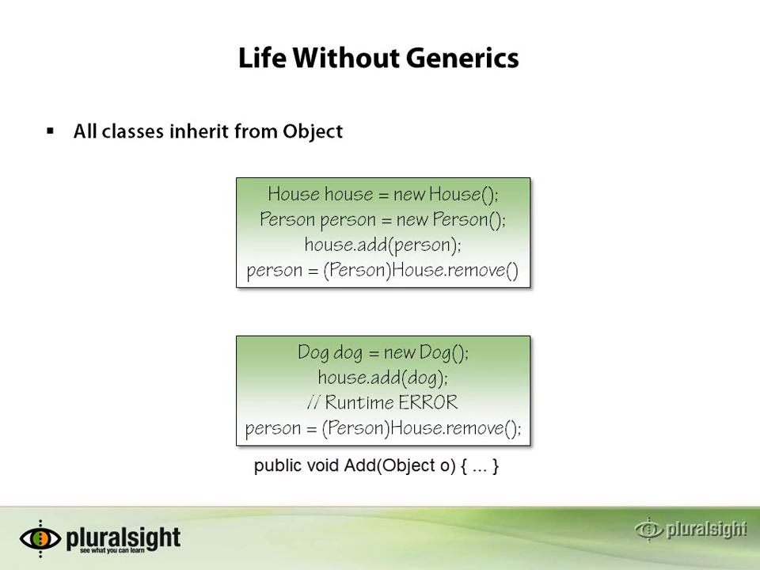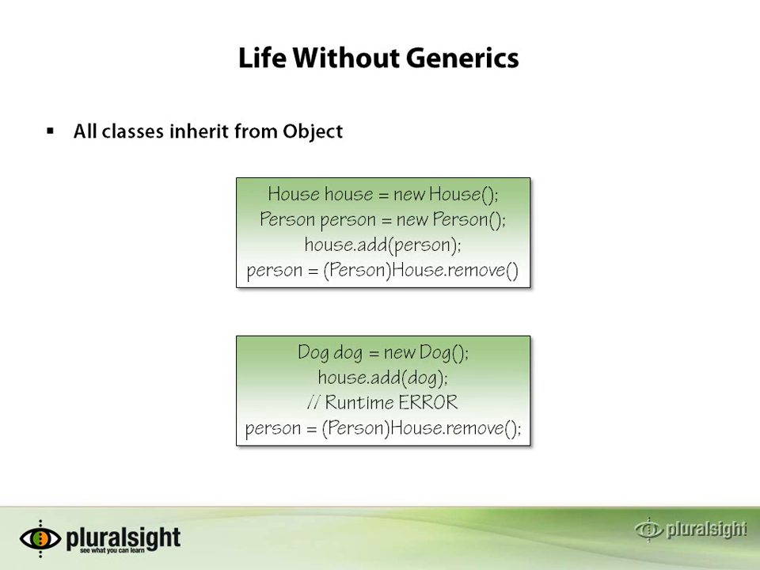Now what's going to happen, we're going to get a runtime error when we try to remove that dog from the house because we're going to try and cast it to person. So it's going to give us a class cast exception at runtime, which means when our program is running, that's the only time it's going to figure out there's something wrong, and it's going to blow up. It's going to crash the program. So this is really bad.